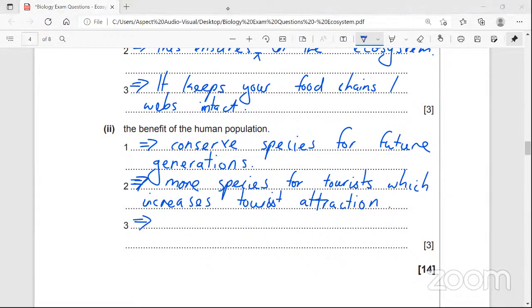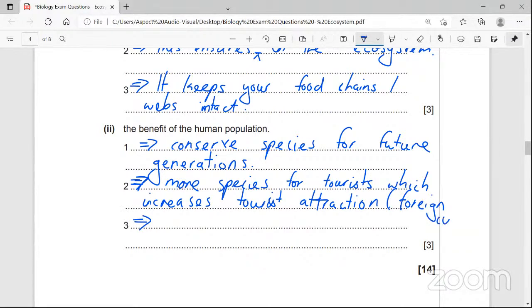This one, the reason is if you have more biodiversity, you've got more animals. For example, if you've got more zebras, more lions, you've got tourists coming to see those animals. So your tourist economy is improving. Does that make sense? So you bring in more foreign currency. So you can put foreign currency here, for the human population. Yes, for the human population, we're the ones who use the money.